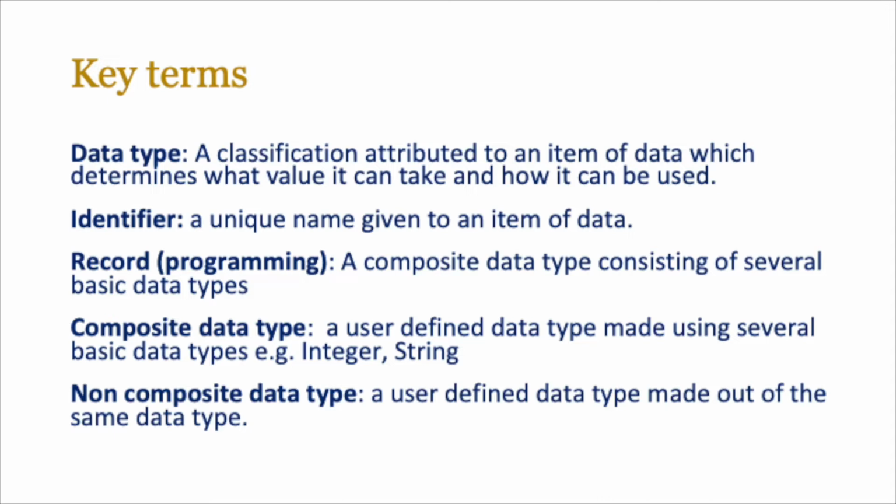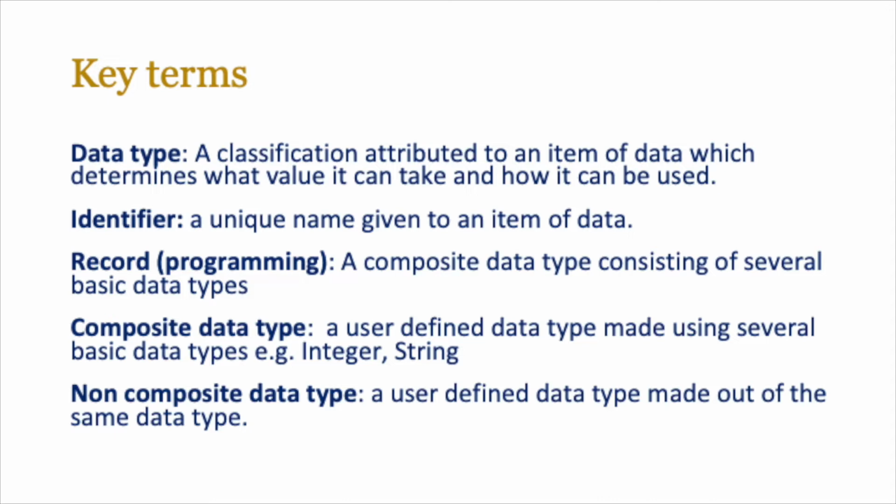So what does composite mean? Well, a composite data type is a user-defined data type. That means we make it up and it's not inbuilt into the programming language. It's a user-defined data type that's made up of several basic data types, for example integers and strings. So straightforward, a record is something that we will create.